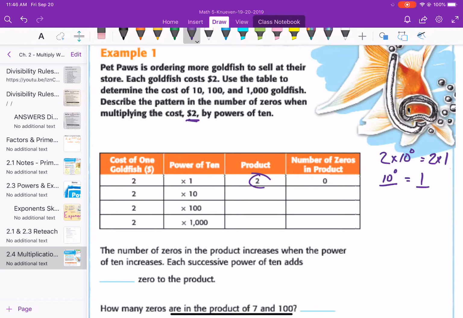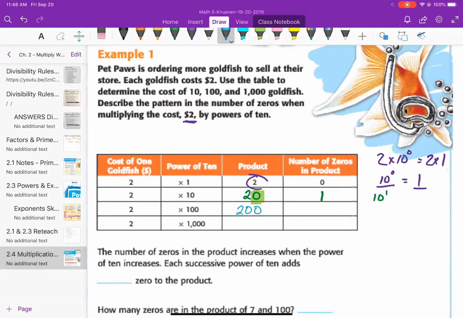But now, if we bought 10 goldfish, I've got 2 times 10, so it's going to be 20. If I'm looking at the number of zeros in our product, how many zeros do I have here? Well, I have 1 zero. That's why we see 10 to the first power. And then 2 times 100 would be 200. How many zeros do I have? I see 1, 2 zeros, so I have 2 zeros in my product.